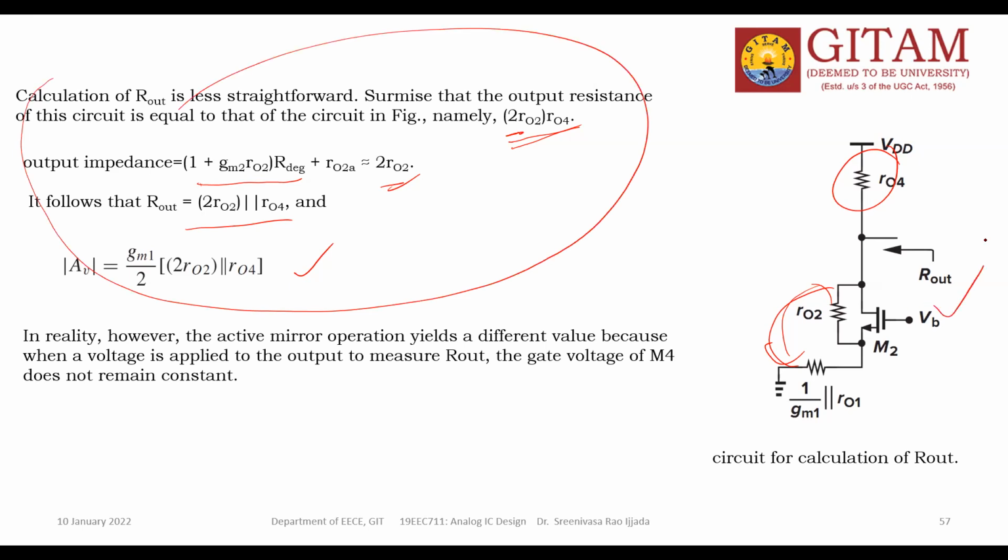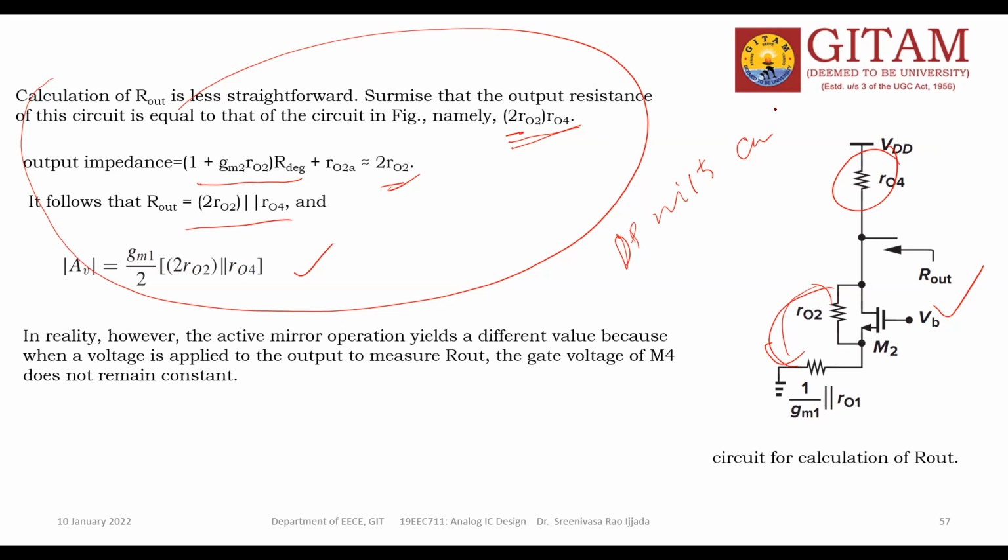What is the circuit? A differential pair with the current source. But I want OTA. OTA means again a differential amplifier, a differential pair with the what? Current mirror. Current source, current mirror. Okay. So in reality, however, the active mirror operation yields a different value, because a voltage is applied to the output.